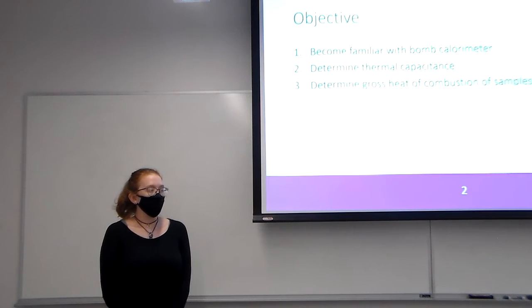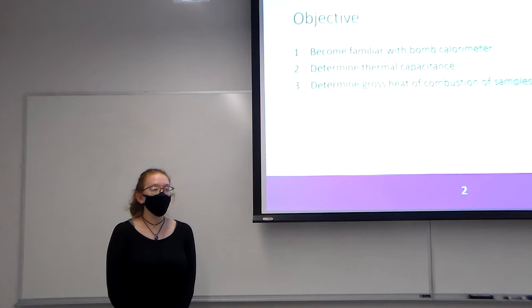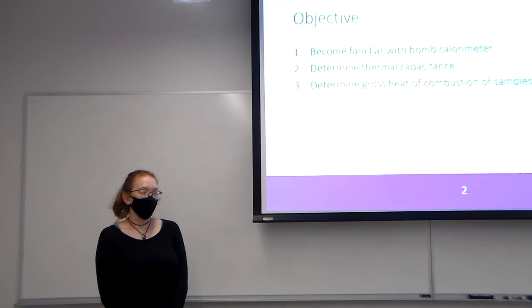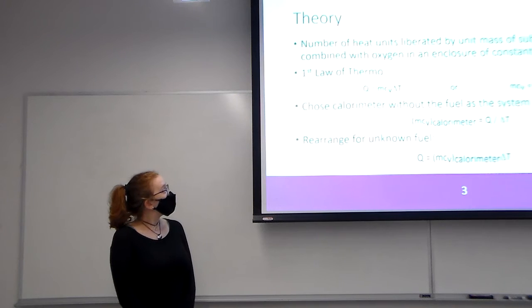So the objective is we want to become more familiar with bomb calorimeters. These are essential when we try to find the heat capacity properties of various substances, whether it's a solid or a liquid. Another thing is we want to find the gross heat of combustion of these substances. So we're going to be looking at various substances which we will put in the bomb calorimeter, and then we will find the change in the temperature based on it.